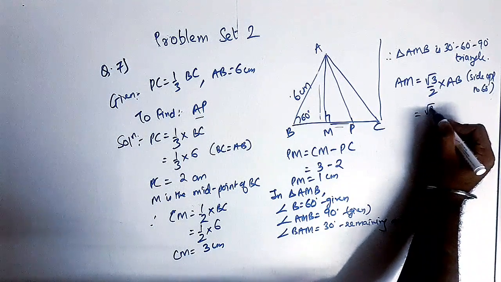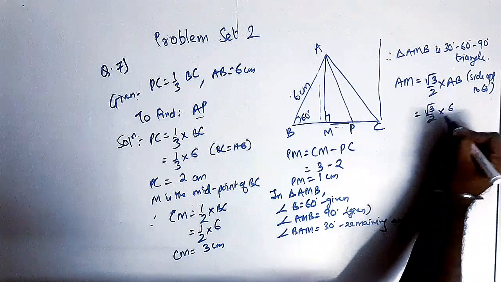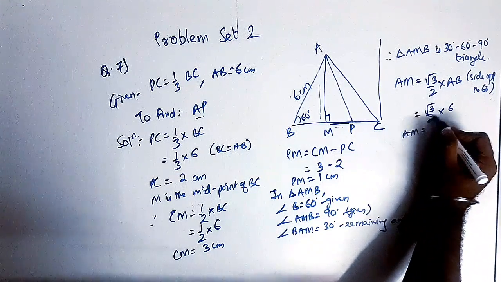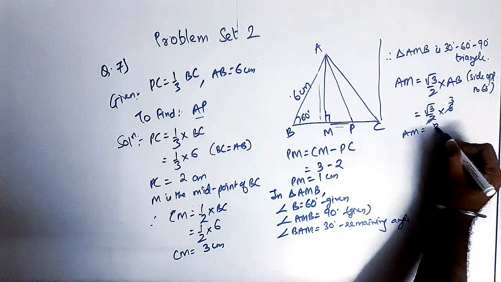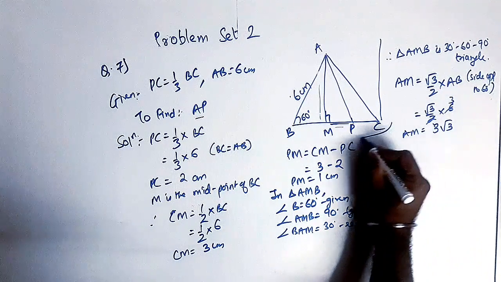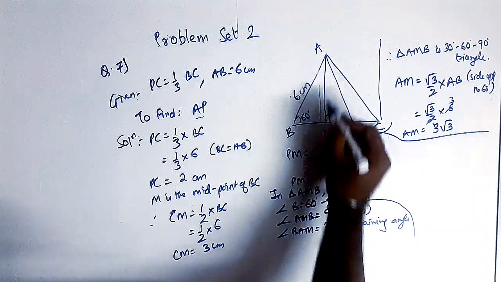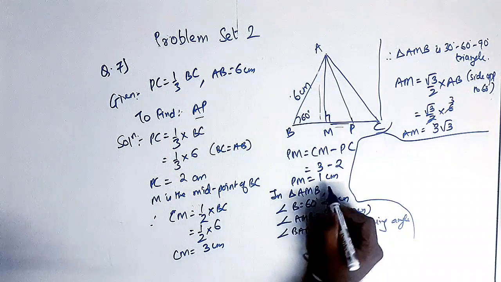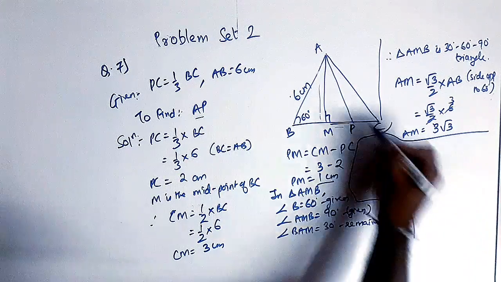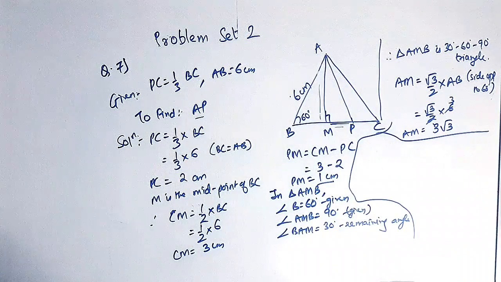Okay, so it is root 3 upon 2 times 6. AM is equal to 2 1s are 2, 3s are 3, it is 3 root 3. Correct? Now what we have to do is, we got AM, we got PM. PM is 1, AM is 3 root 3. So we can find AP by Pythagoras theorem.